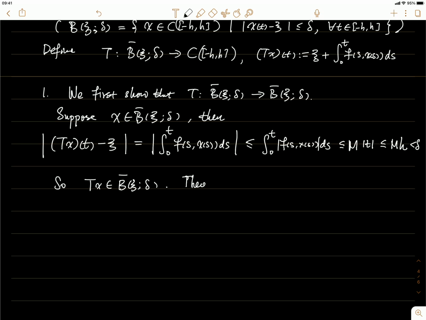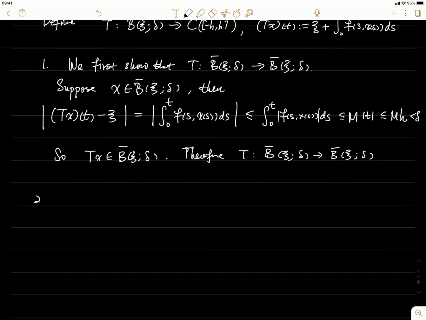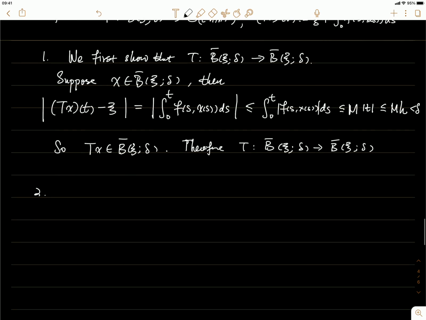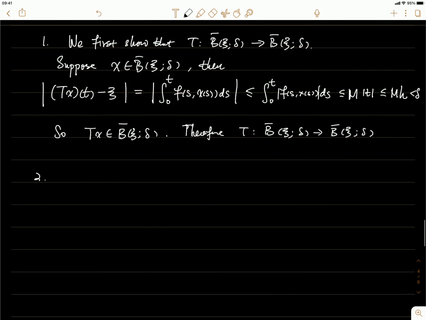And therefore, T is just a mapping from this ball to itself. That's the first thing. The second thing is that we're going to show this T is a contractive mapping. So we know that it's a mapping from a complete metric space to itself. We also need to show that it's a contractive mapping.